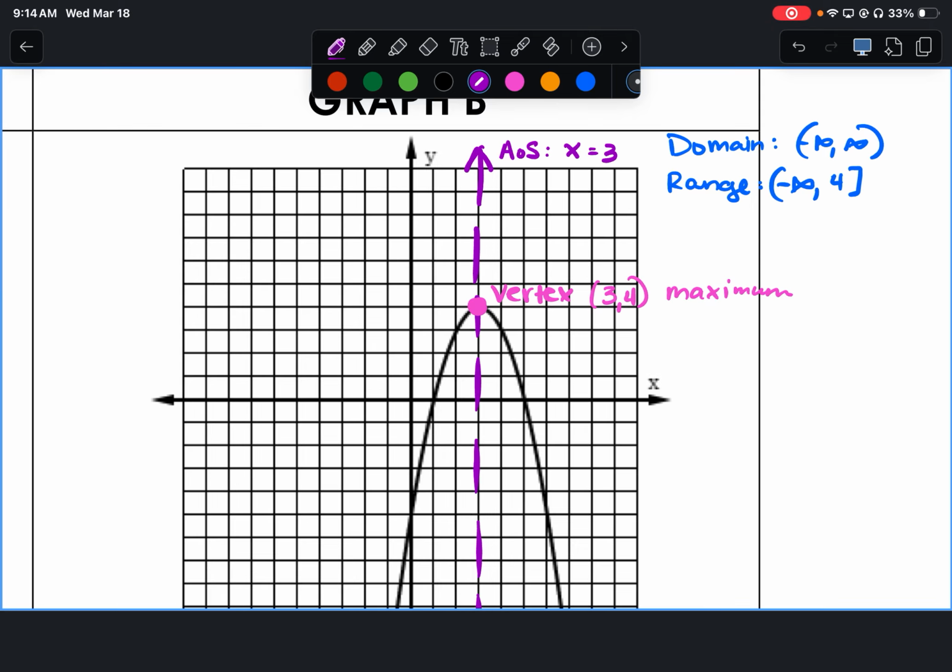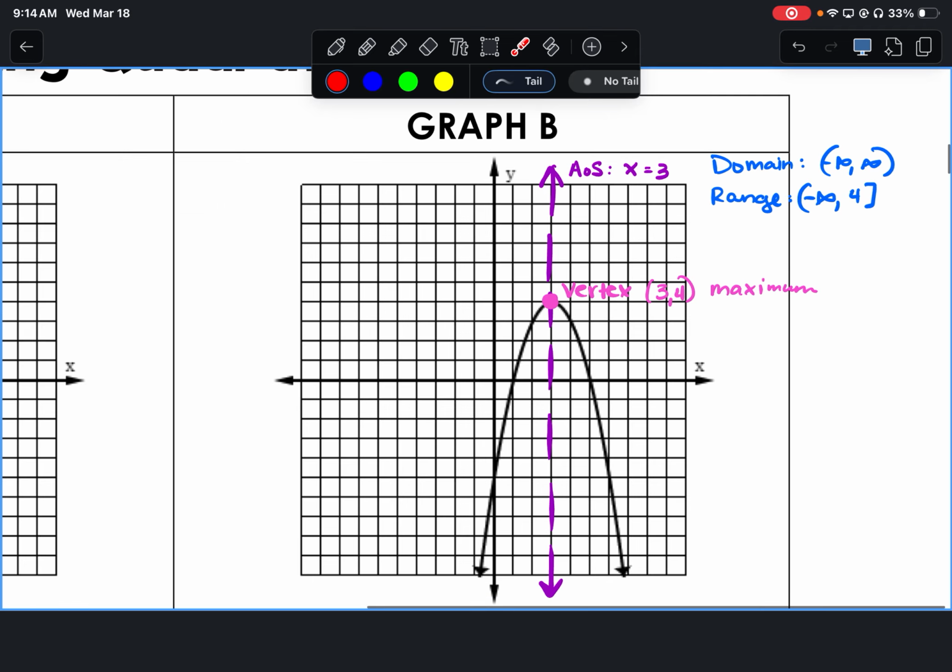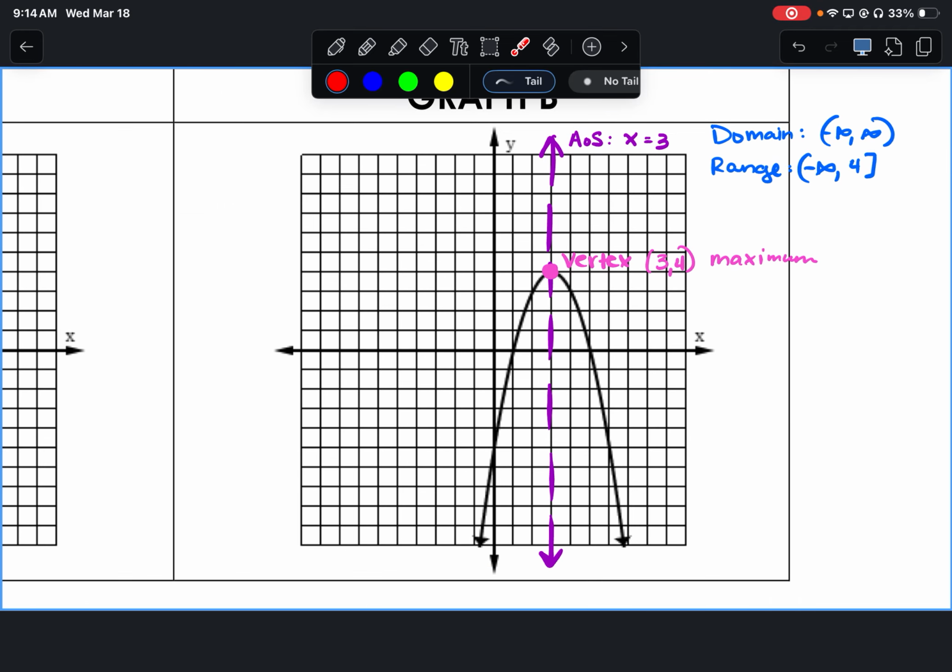3, 4. Now, this is a maximum because our graph makes a little mountain. So it has a highest point. It has a top of the graph. Our domain is negative infinity to positive infinity. But our range here, I want us to talk about the range.